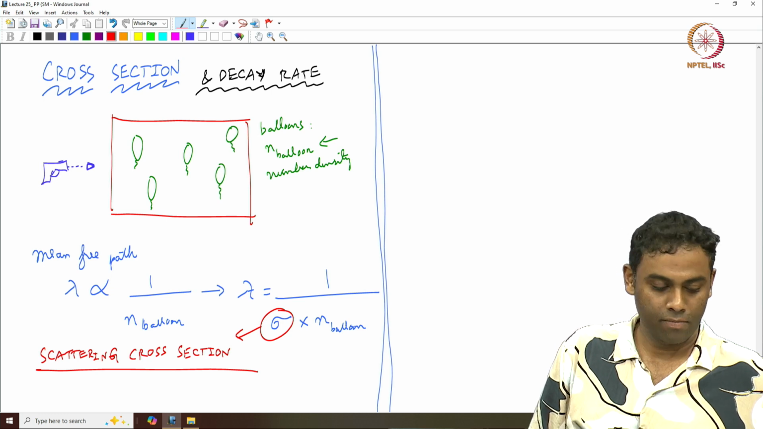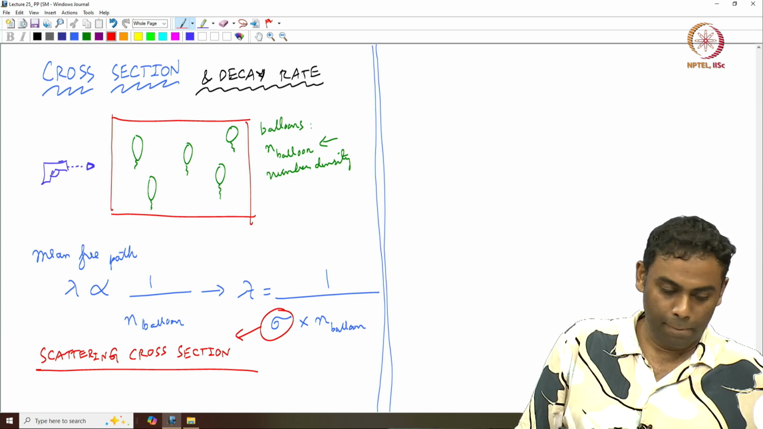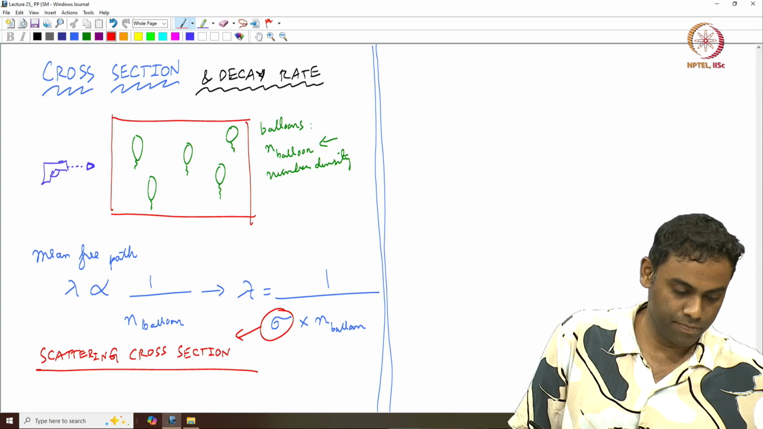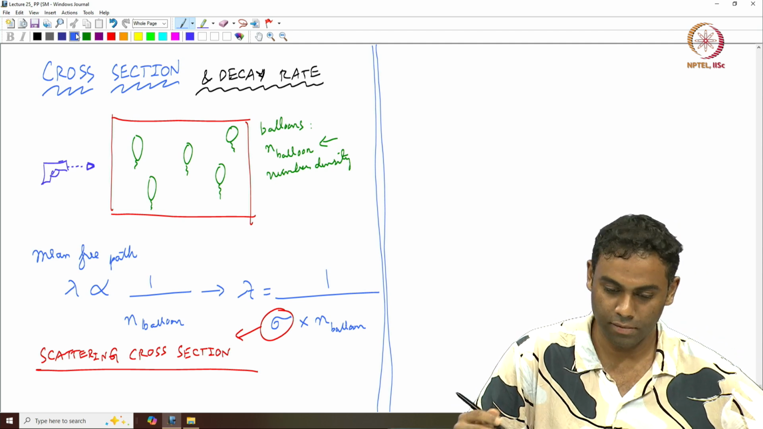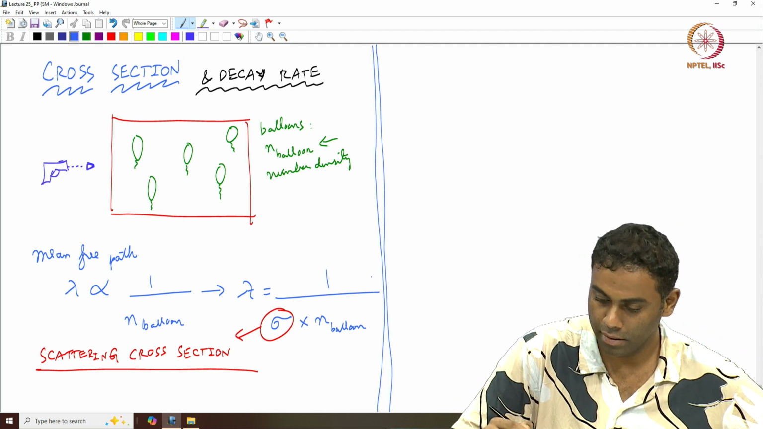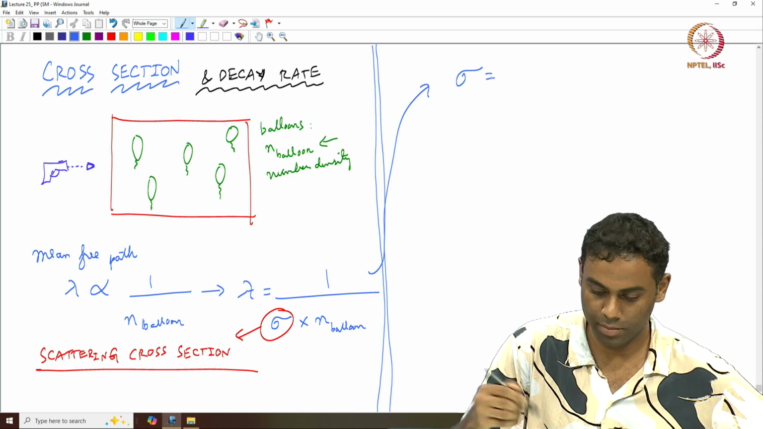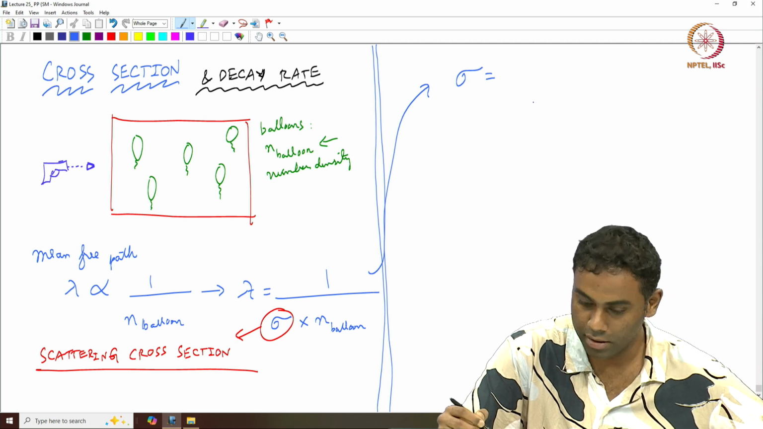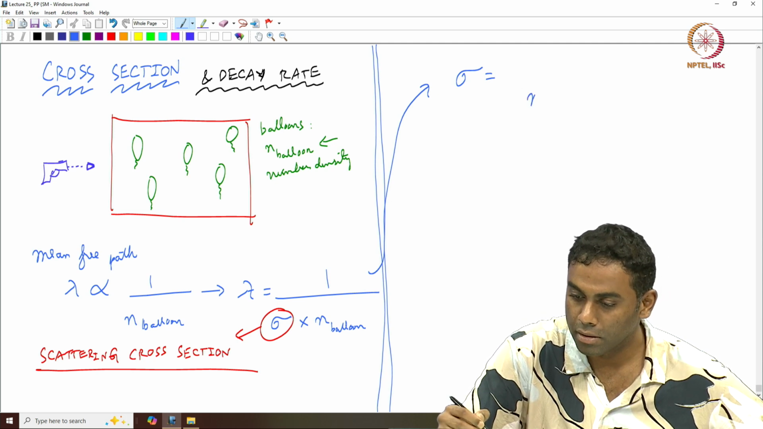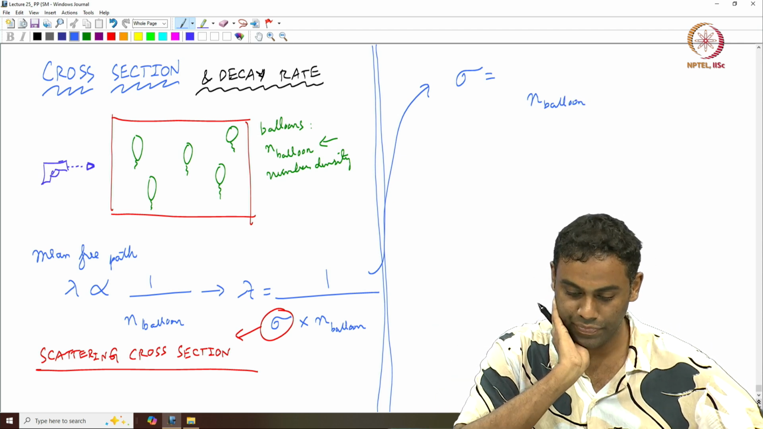Okay, good. So let's rewrite this slightly. If I want to define the cross section in this system, I would say that the cross section is, so I'm now bringing down the number density. So I'm just exchanging the left hand side and right hand side, numerator and denominator. So I still have the number density of the balloon downstairs.